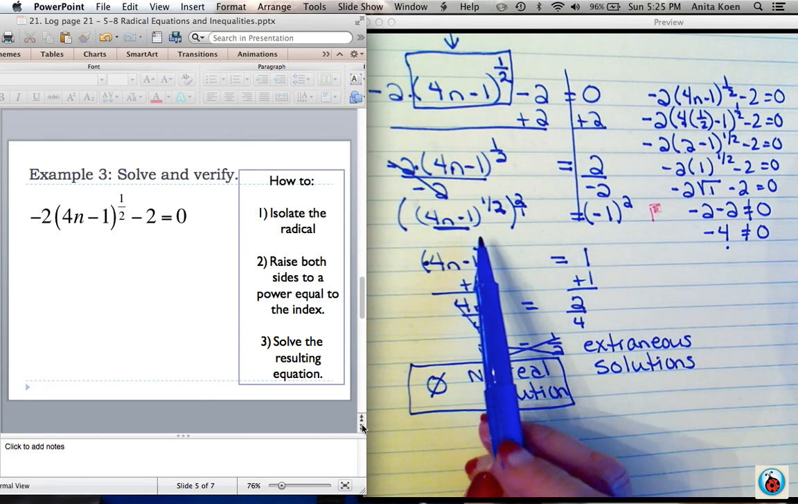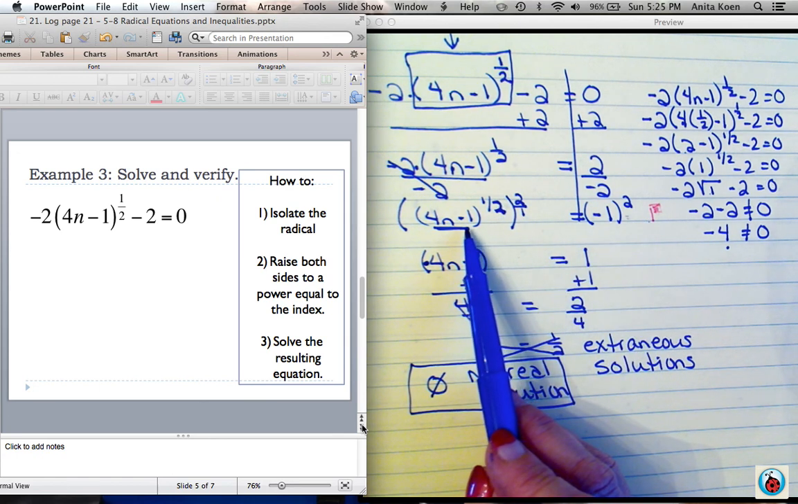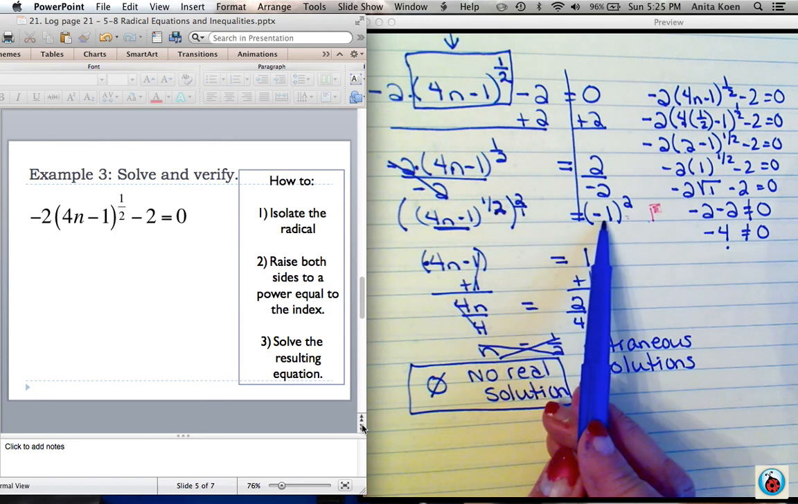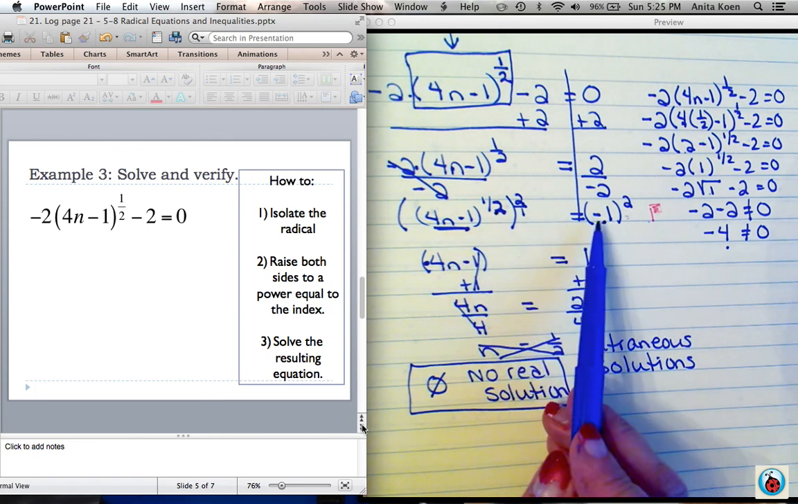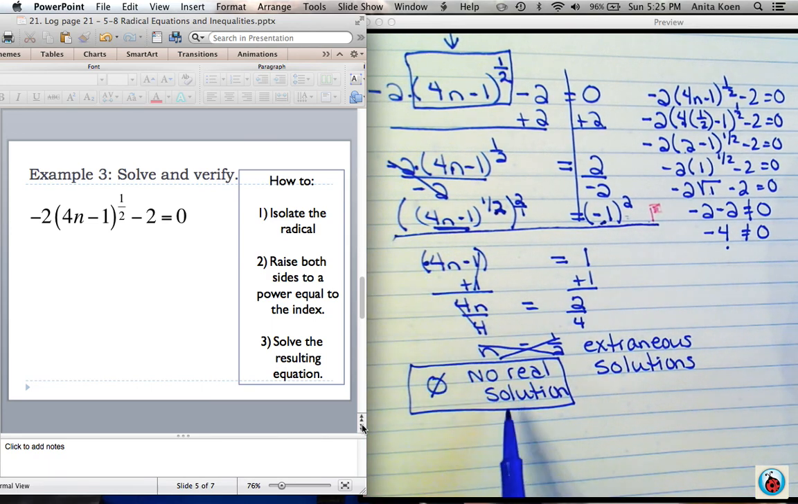Now, right here, the little red flag, hopefully we would have realized that I can't take a principal square root and get a negative number. And if you realize that, then you could have stopped right here where the little red flag is, and you could have said no real solution. But if you didn't realize that, you just go ahead and solve it, and you'll find when you check your work that there is no solution.